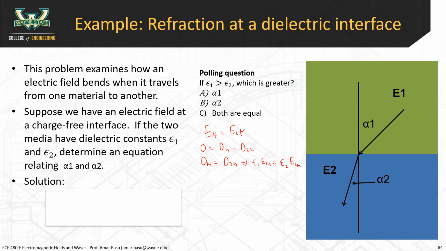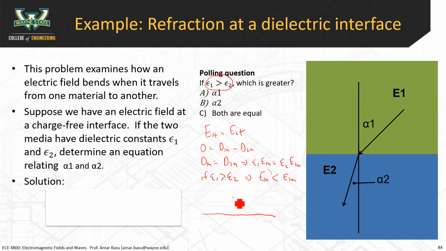Okay. Now, the way that we can think about this, I'm going to draw it again here. First of all, the conclusion that we draw is we know that epsilon 1 is greater than epsilon 2. In order for these two things to be equal, if epsilon 1 is greater than epsilon 2, then in order for this relationship to hold true, E1n has to be less than E2n. All right, then we can draw it out. So think about it. E1n is less than E2n, and E1t is equal to E2t.